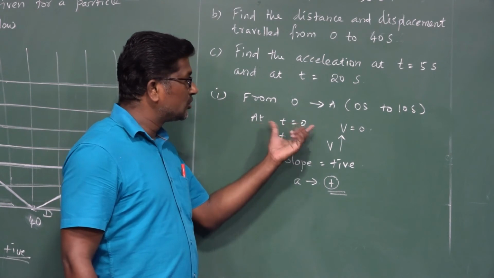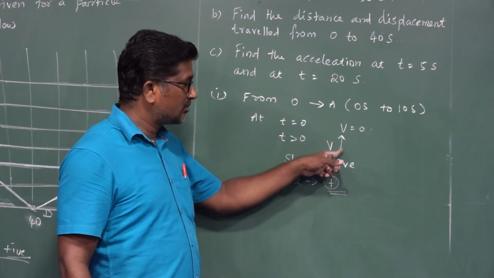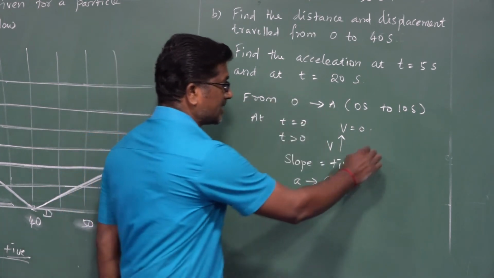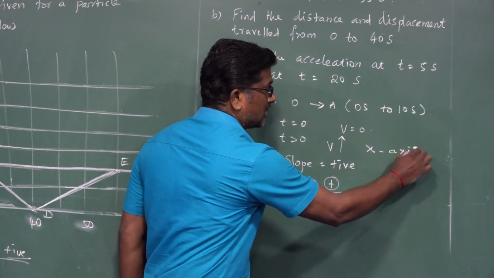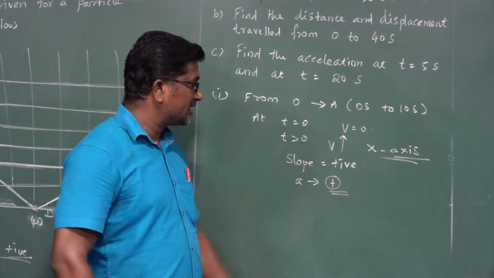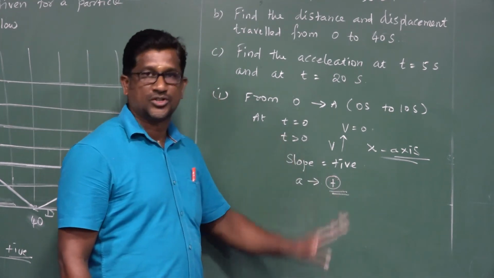At time t equal to 0, the velocity of the particle is 0. If time increases, the velocity of the particle also increases linearly along the positive x-axis direction, and the slope value is positive. If the slope value is positive, the particle gets accelerated, whose value is positive.